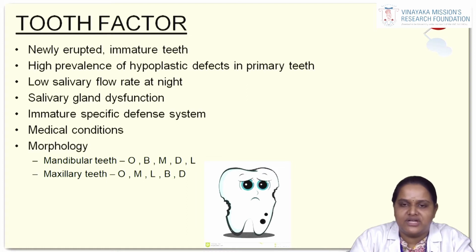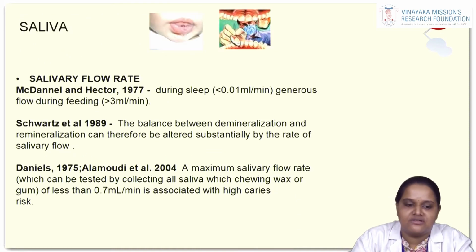this is more common in patients with a low salivary flow rate, patients with salivary gland dysfunction, immature specific defense mechanism, and patients with some medical conditions like immunocompromised patients. And talking about the morphology, in the case of mandibular teeth, it's seen first on occlusal, buccal, mesial, distal and lingual, whereas for the maxilla it's occlusal, mesial, lingual, buccal and distal. These are the surfaces that are affected, in that order.